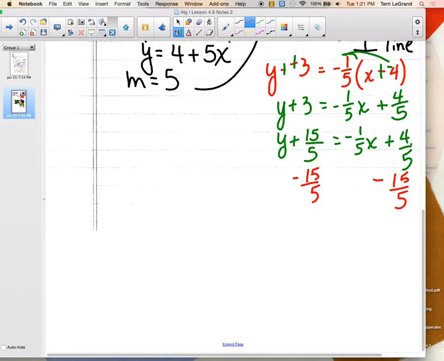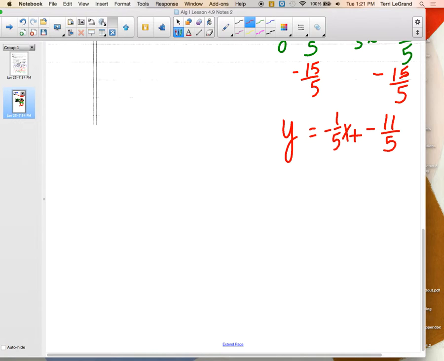When you're subtracting fractions with the same denominator, you just work with their numerators and keep the denominator. What's 4 take away 15? Negative 11. Negative or positive? Negative. Negative 11 fifths. So we have our negative 1/5 x plus negative 11 fifths. That's what the right side is. So let's clean that up and make it y equals negative 1/5 x minus 11 fifths.